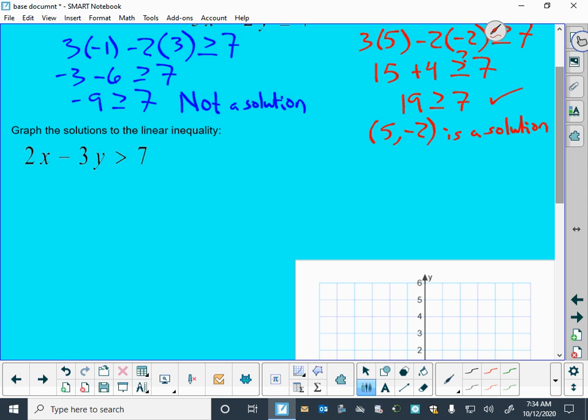But first thing to do if I was putting this in slope-intercept form is subtract the 2x from both sides. So I'd get -3y is greater than -2x plus 7, and then I'm going to divide everything by -3. It's going to be a y over here, 2/3 x minus 7/3 right there.